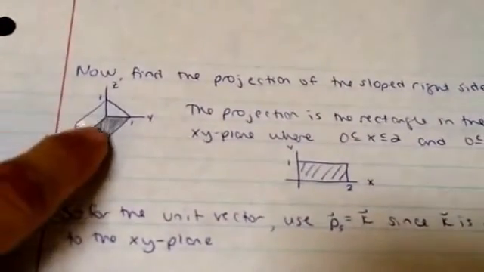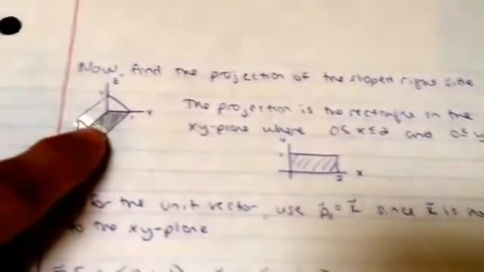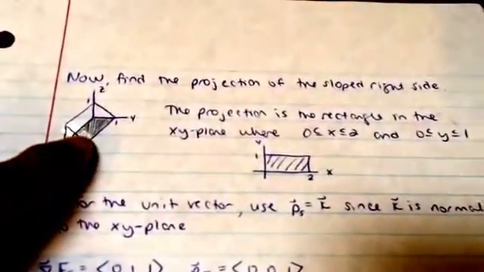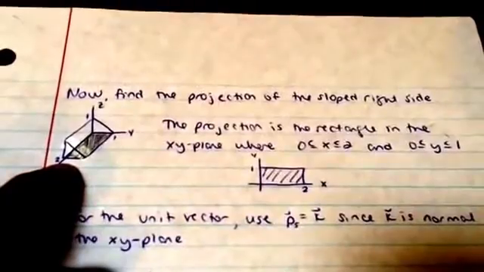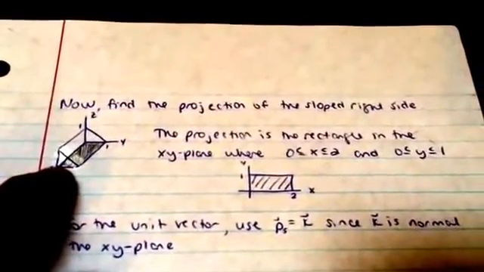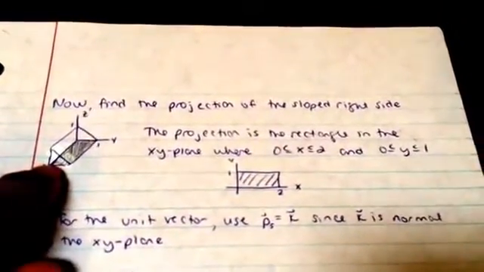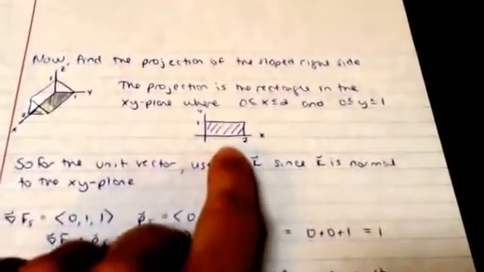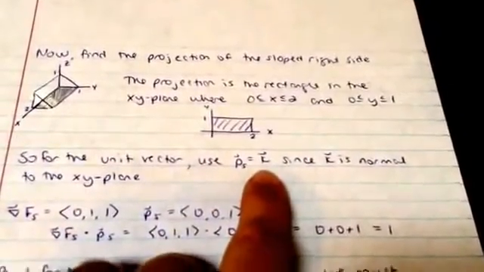But now for your p, you're not actually using the sloped plane. You're using the projection of the sloped plane. So you're projecting this sloped plane into the XY plane. It's like the shadow we were talking about before. So I shaded it here like a shadow. So that would be in the XY plane. It's this rectangle. So since it's in the XY plane, I'm going to use K for my P.